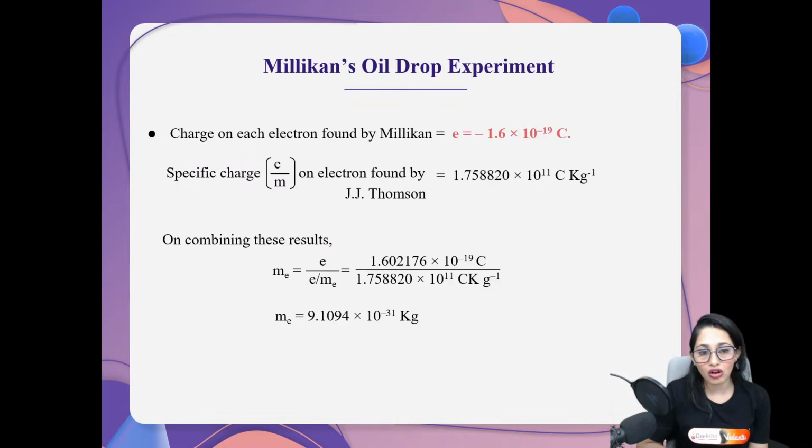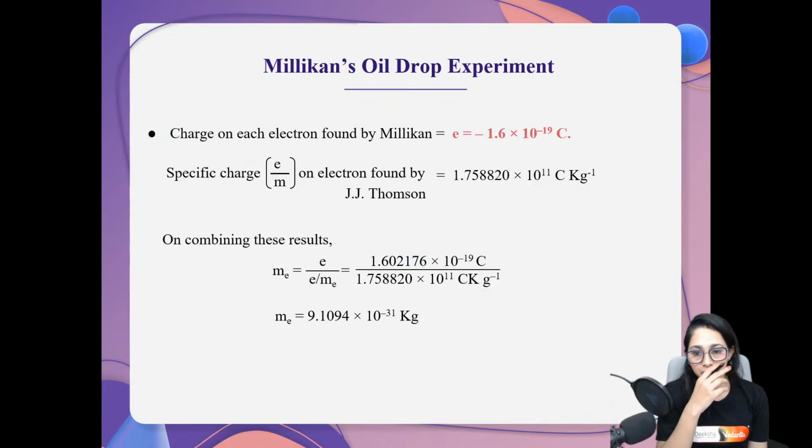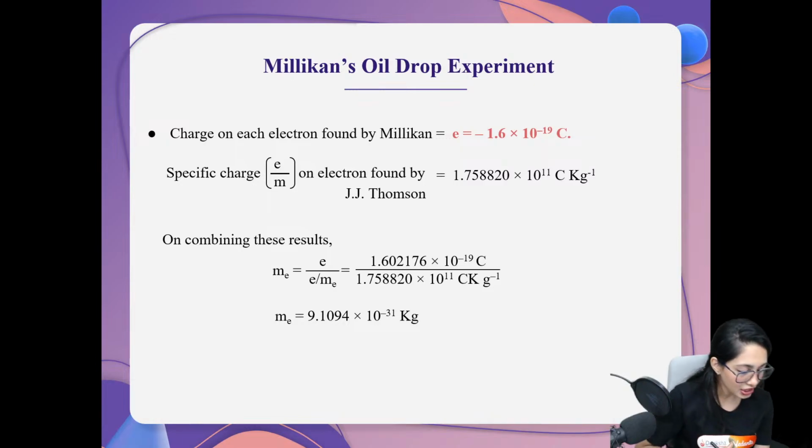The charge on each electron found by Millikan was equal to minus 1.6 into 10 raised to minus 19. This experiment is not in detail for you. You wouldn't study in detail about this experiment. Don't worry. Specific charge e by m on electron is found by J.J. Thomson. Charge by the mass is equal to 1.75 into 10 raised to 11 coulomb per kg.